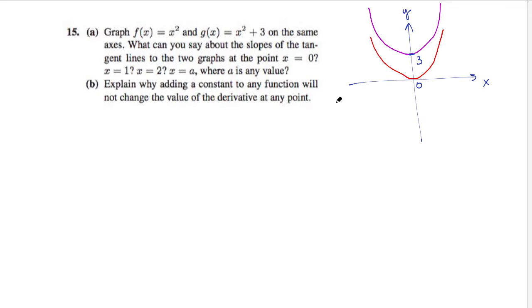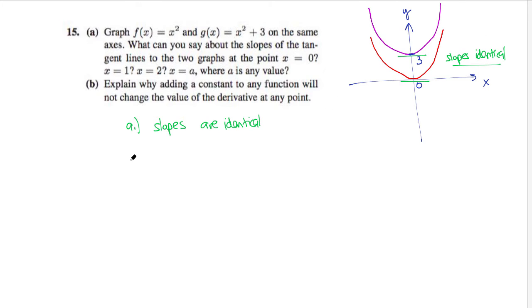Now, what can I say about the slopes of these lines at points x equals 0, 1, 2, and any other point? If I look at the slope at 0, the tangent line is pretty much horizontal for both of these. In fact, it is horizontal. So the slopes are the same. In fact, if we look at tangent lines at any other point, the slopes are going to be identical in every single case. So the slopes are always going to be identical, regardless of the fact that there is a vertical shift.